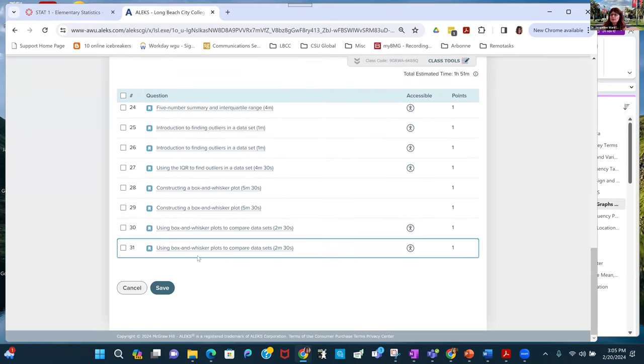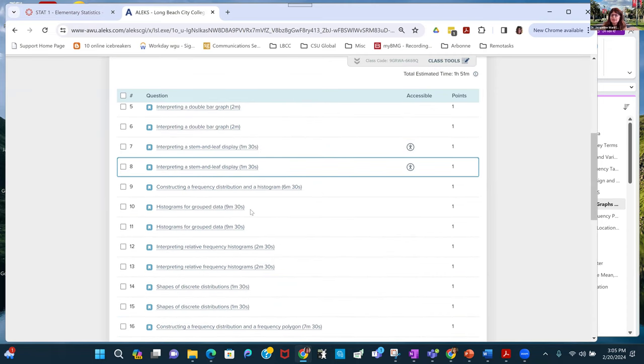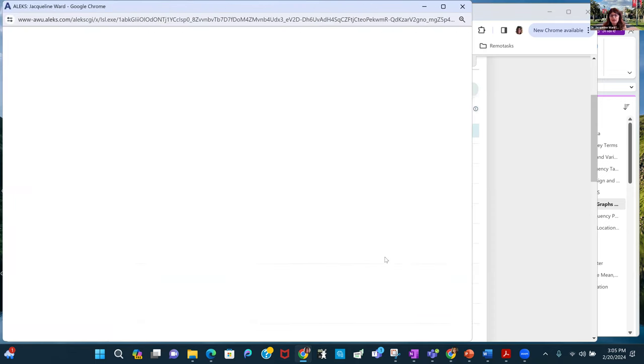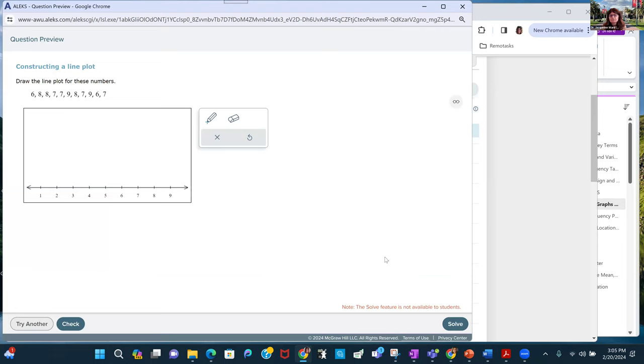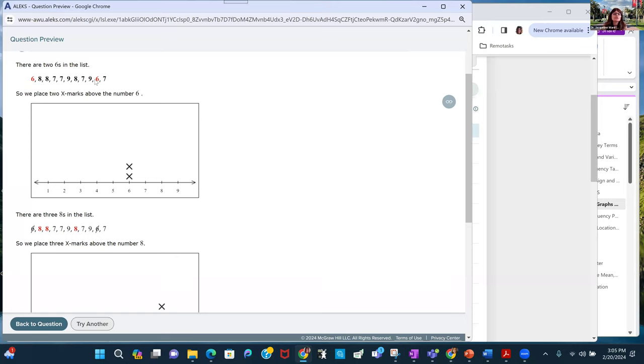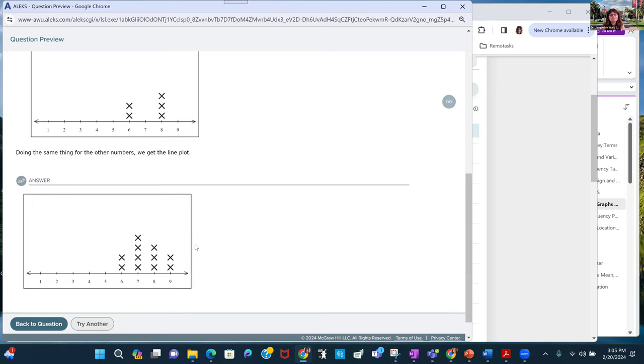And so we've got 31 homework problems for this week. Again, there are a lot of duplicates. And the first one is to construct that line plot. And so basically, you've got a number, you're just going to put an X right over the number. Pull up the explanation. Like here, there are two sixes. So you'd put two X's over the six, and then there are three eights and so on.